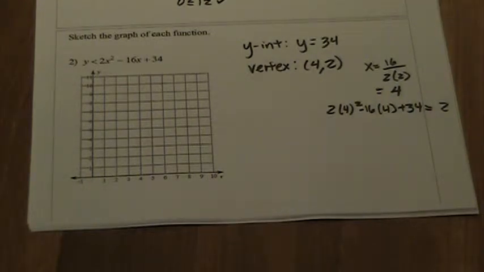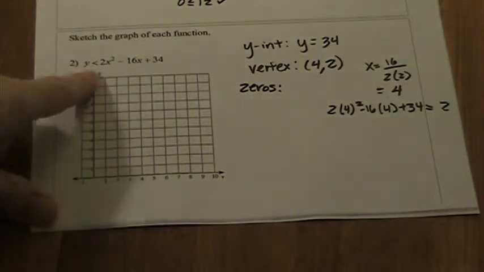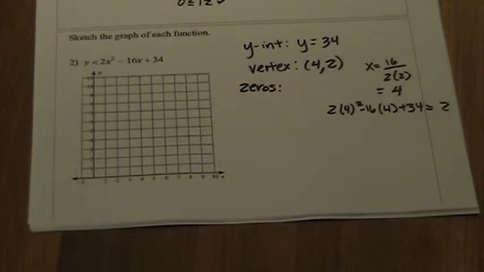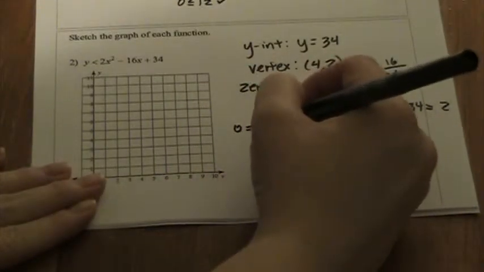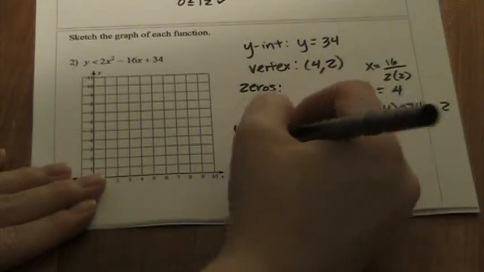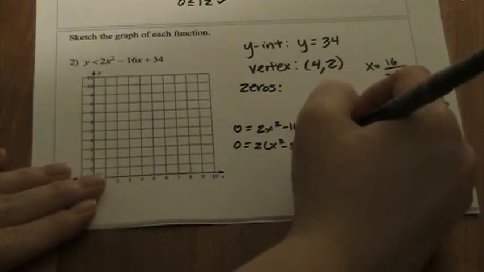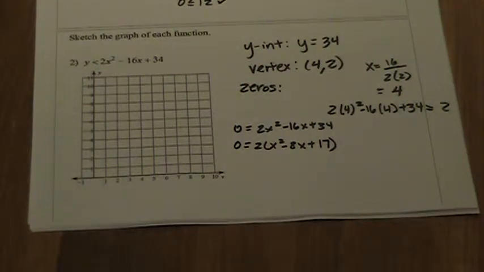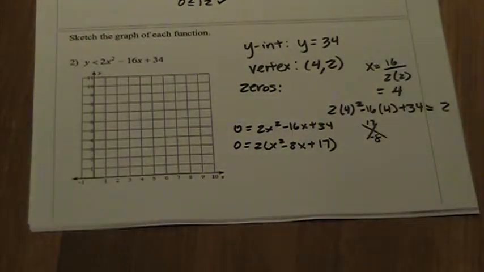The last thing I want to find is my zeros. With this particular quadratic expression, I'm going to try the x puzzle first. And remember, with the x puzzle, if there's a GCF, you want to factor it out first. So if I set that expression equal to 0, and then I factor out the GCF of 2, I would get that.